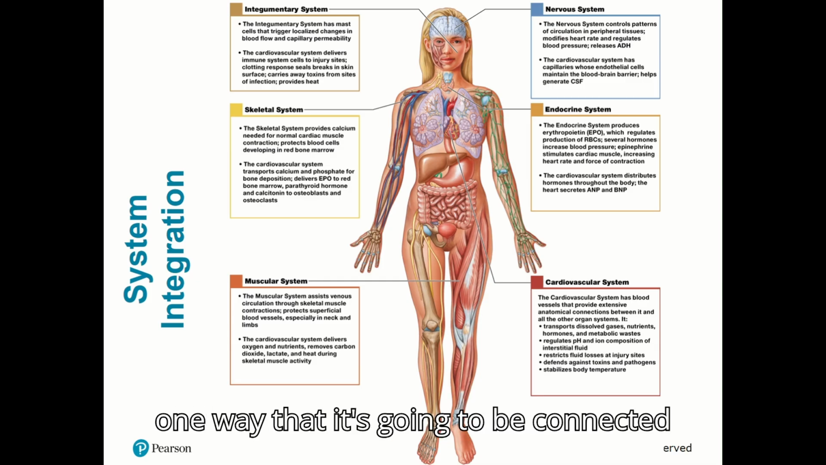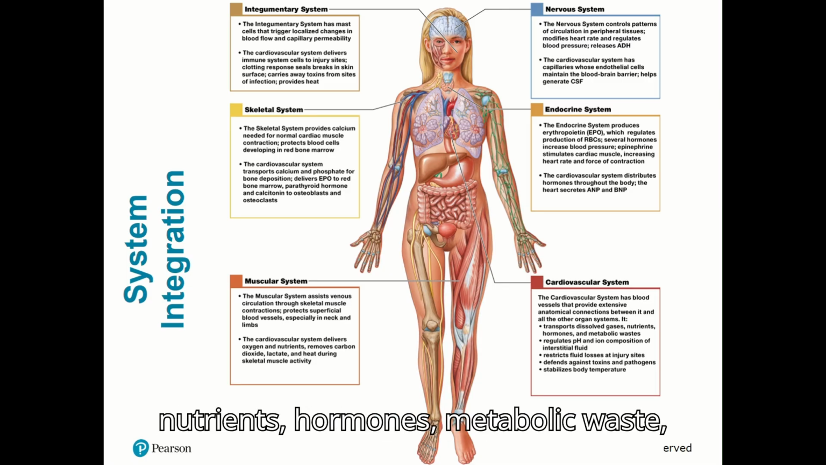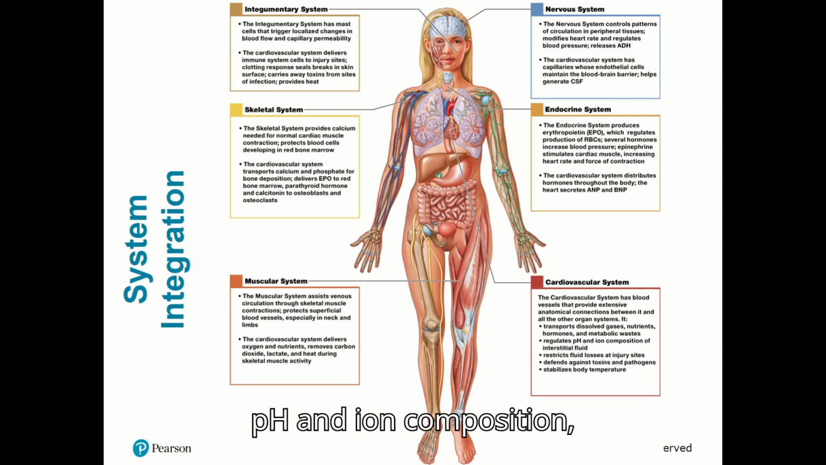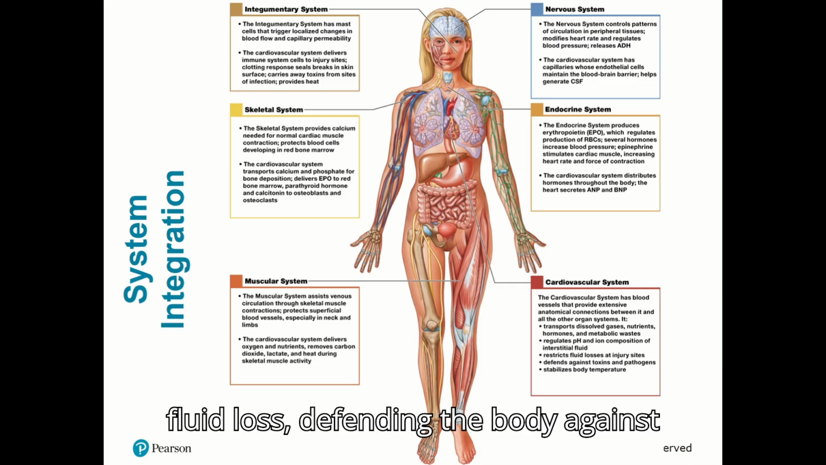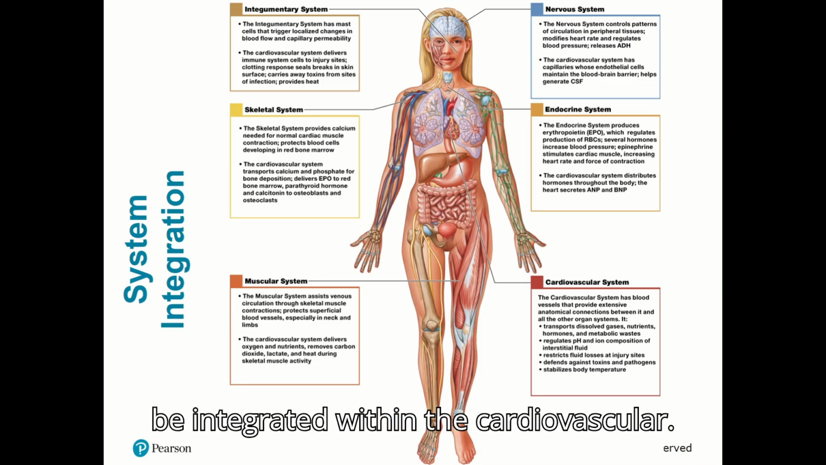So that is definitely one way that it's going to be connected, because it's transporting your gases, nutrients, hormones, and metabolic waste. Your bloodstream is also regulating your pH and ion composition, fluid loss, and defending the body against toxins. So all those things are going to be integrated within the cardiovascular system.